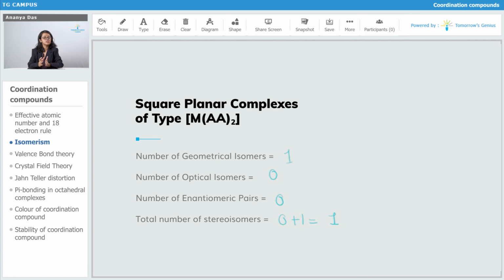So this was the square planar complex of the type MAA2, in which a didentate ligand which had the same type of donor atoms was present twice. So the number of geometrical isomers, that is the number of possible pairs, was only 1, but it does not show any geometrical isomerism of its own.